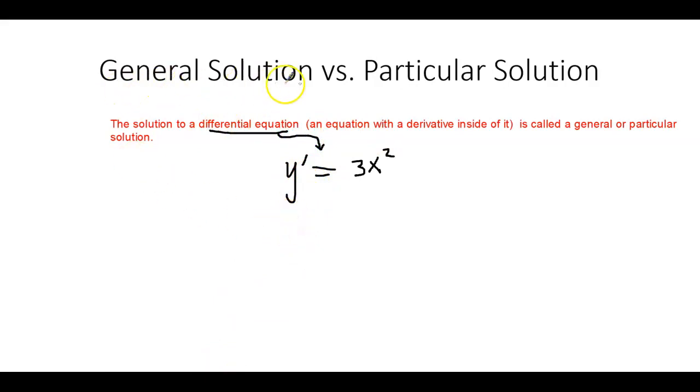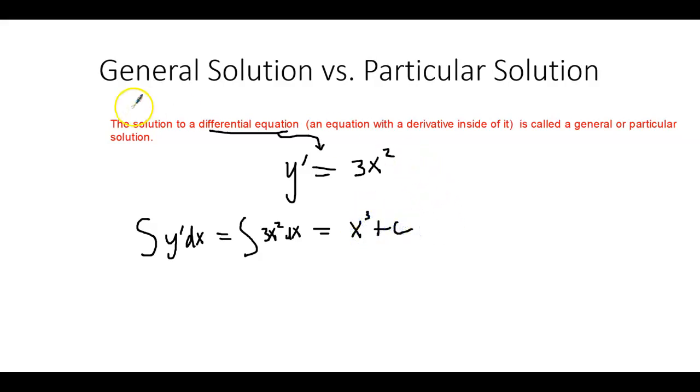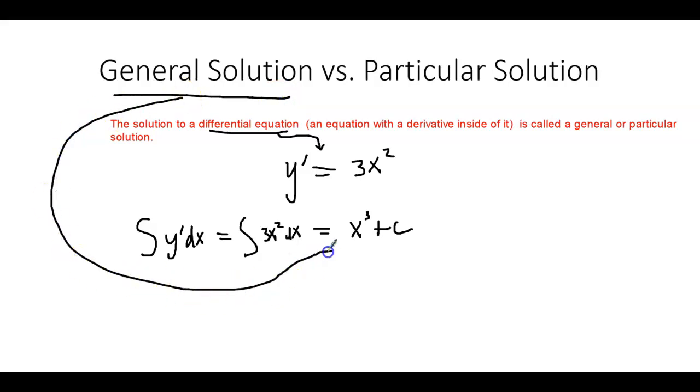Now, the way that you find a general or particular solution is you're going to integrate it. So if you were to integrate this y prime with respect to x, then that means we're integrating 3x squared, right? Because y prime is 3x squared. And the integral of 3x squared is x cubed plus c. And this is what we would call the general solution. It's just the antiderivative, basically. So how do you find the solution to a differential equation? Just integrate it, and you get the general solution.